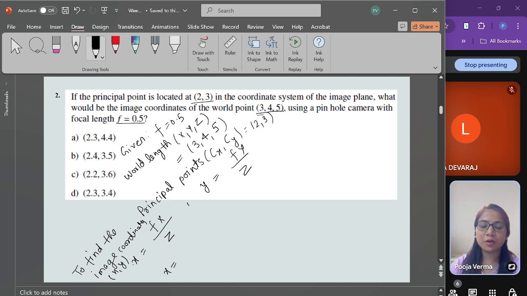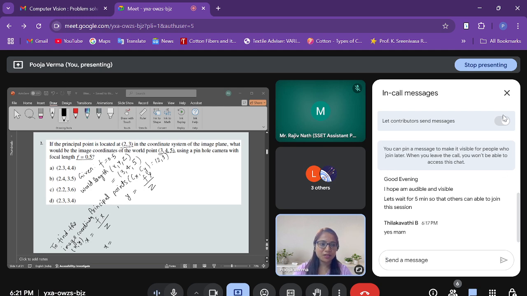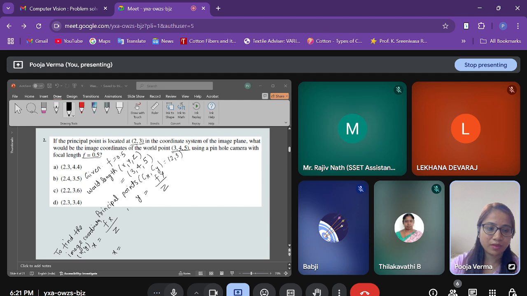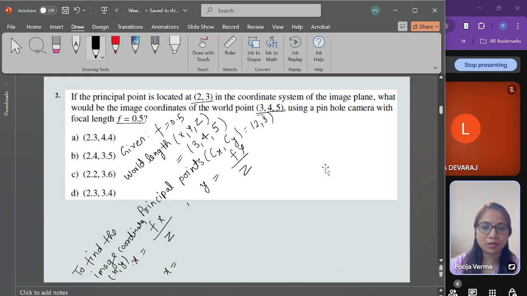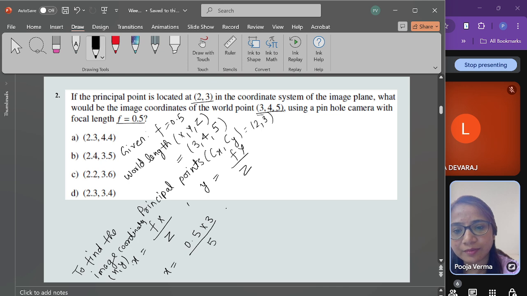So what will be the value for x? Can you answer in the chat box? Please at least try to solve it, put in the values, and let me know the answer for small x. f is given again as 0.5, the world coordinate X is 3, and Z is 5, right? So what will be the value? It will cancel out and you will get 0.3.